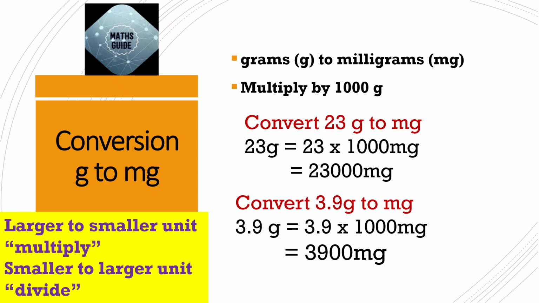Now let's learn how to convert from grams to milligrams. The rules are the same. We have to convert 23 grams to milligrams, as we are converting from a bigger unit to a smaller unit. We will multiply by 1000, as 1 gram is equal to 1000 milligrams. So after multiplication we get 23,000 milligrams. And in the second part we have 3.9 grams. In a decimal number we will shift the decimal towards the right 3 places, and our answer will be 3900 milligrams.